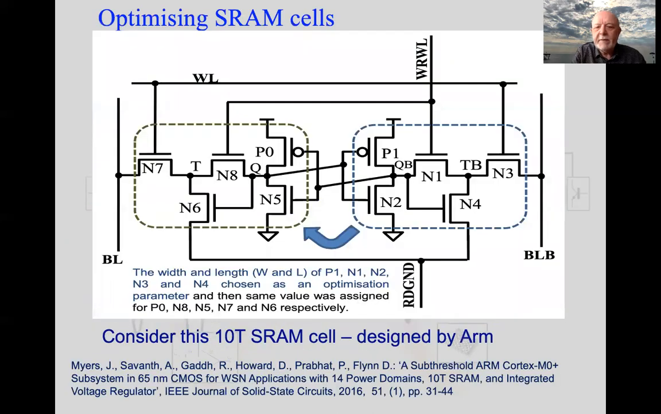So this is the device. In fact, this is some work we did at York. So this is a device cell that we were optimizing. So in fact, it's a 10T SRAM cell. So it's got 10 transistors. The original design was by ARM down here. And if you're interested, this is the paper down here, which actually talks in detail about how this design was made.